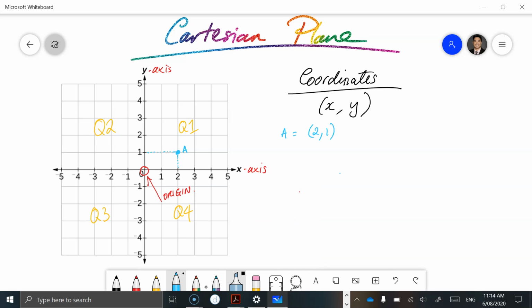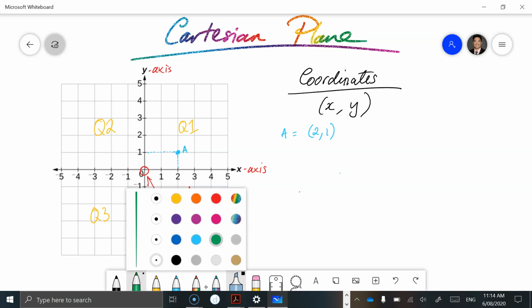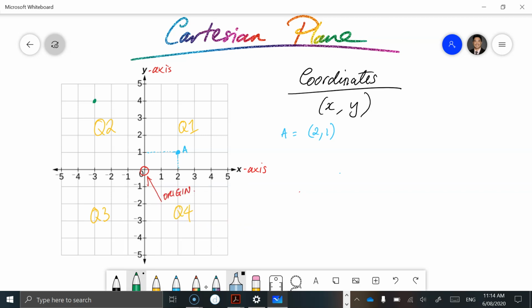Okay, so if we changed to a different color, say green, and we had a coordinate up here, we'll call this coordinate B. We want to line it up, and we can see that B is -3 on the x-axis. So we'll put -3, making sure that you've got your negative symbols annotated. You don't want to leave them out. And we've got a +4 for our y.